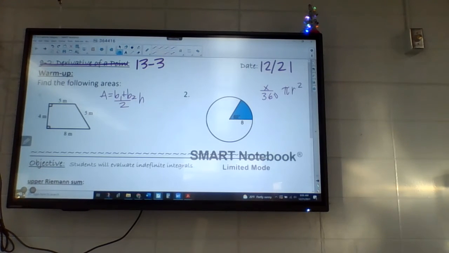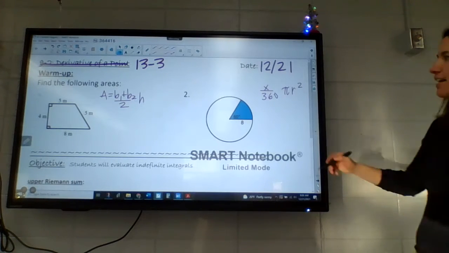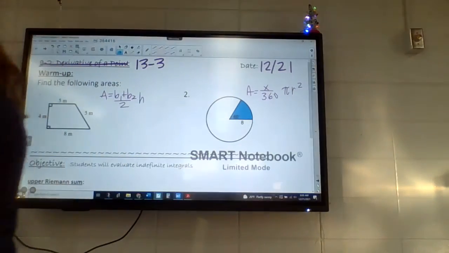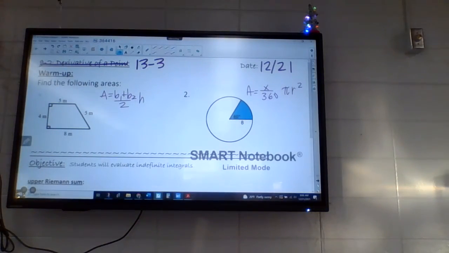So these are our two formulas for area of a trapezoid and area of a sector. So if you want to take a minute to find those areas. What's B1 and B2? What is B1 and B2 in a trapezoid? Do you guys know? Base 1 and base 2. Yeah, the bases, top and bottom. And the bases are essentially the sides that are parallel.